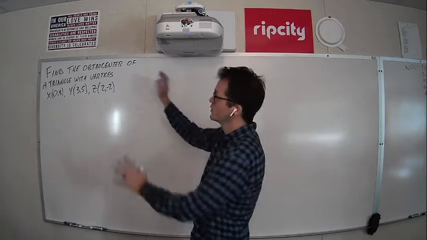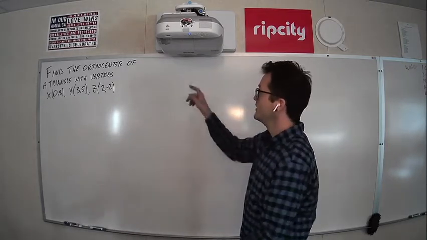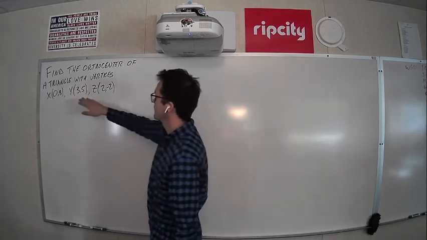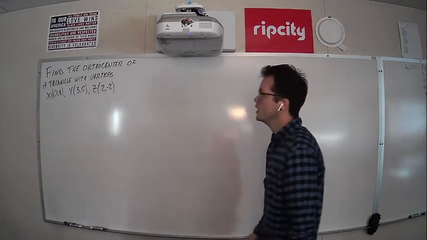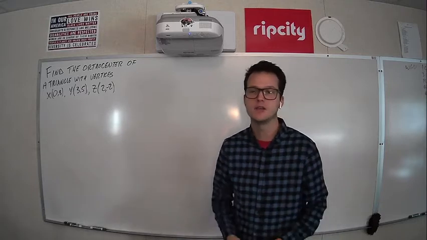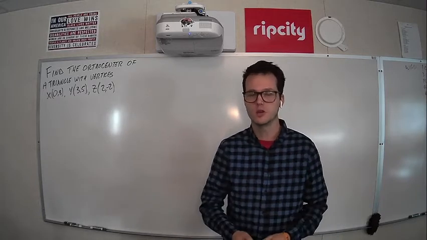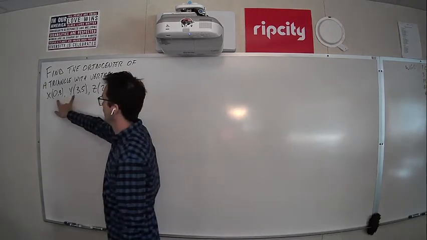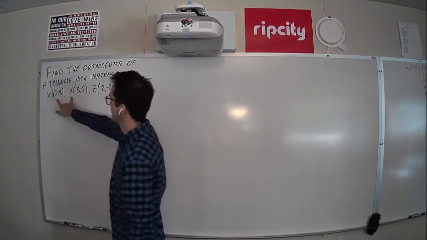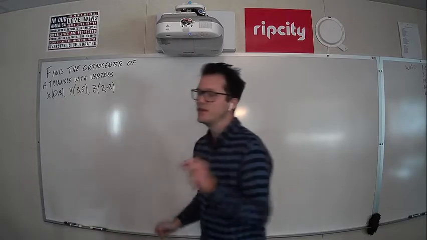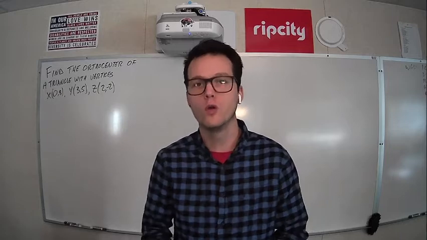So here's a problem. It looks simple. It looks nice. Find the orthocenter of a triangle with vertices X at (0, 8), Y at (3, 5), and Z at (2, -2). So those are the coordinates of the three vertices of the triangle. Our task here is to find the orthocenter. So what we're going to have to do is find the slope of each of these sides. We need the slope of XY. We need the slope of YZ. We need the slope of XZ. And then we're going to utilize point slope form.